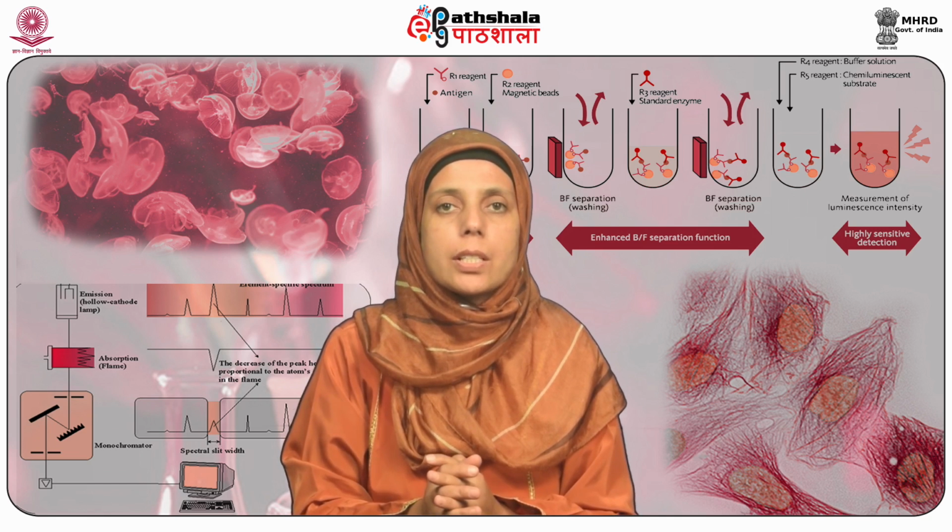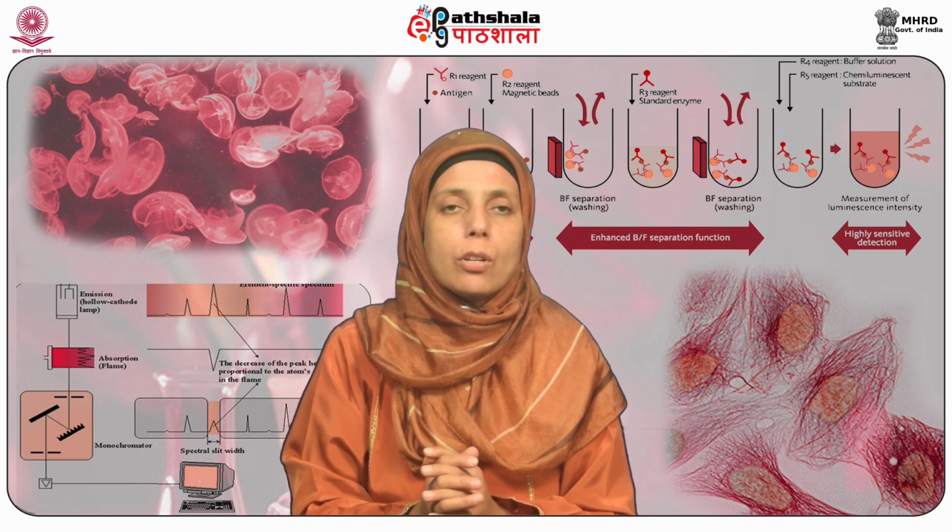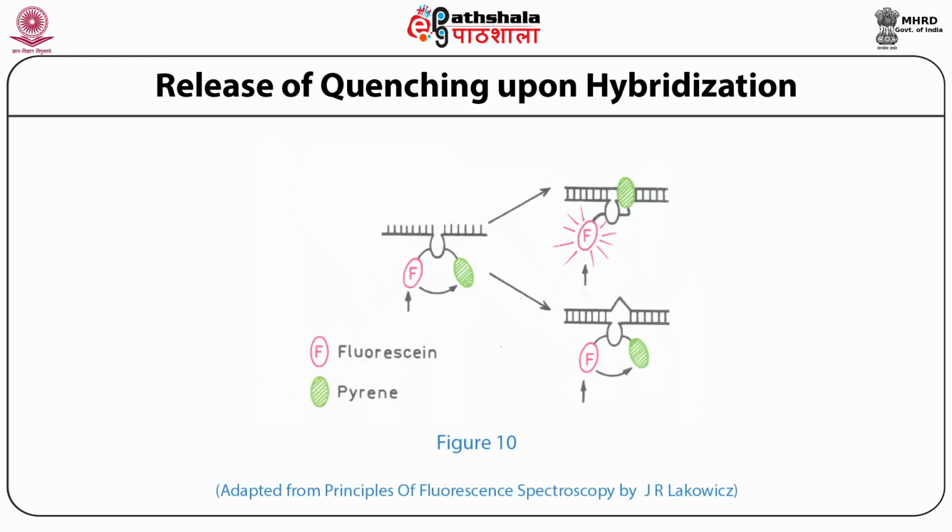The spectral changes can be due to red shift, intercalation, or quenching. Release of quenching upon hybridization. This figure shows the release of the quenching when there is hybridization of the molecule. One approach to target detection is to change the extent of quenching upon hybridization.